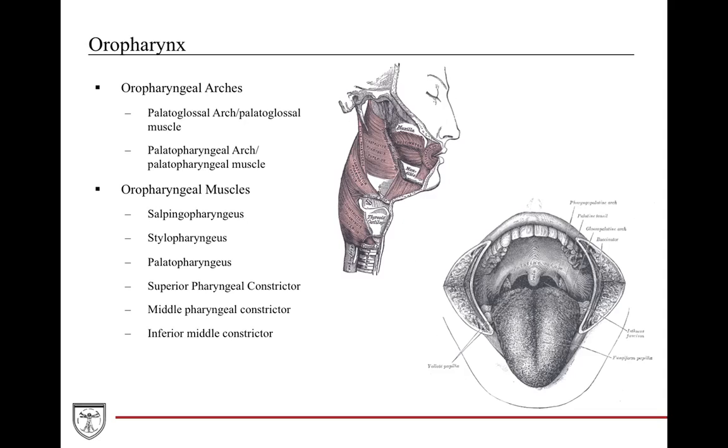So with the oropharynx, we're also going to talk about the oropharyngeal arches that we mentioned before. It's composed of those two. As you can see here, you have your palatoglossal, and you also have your palatopharyngeal in the back. So palatoglossal closer to the tongue, palatopharyngeal closer to those pharyngeal constrictors.